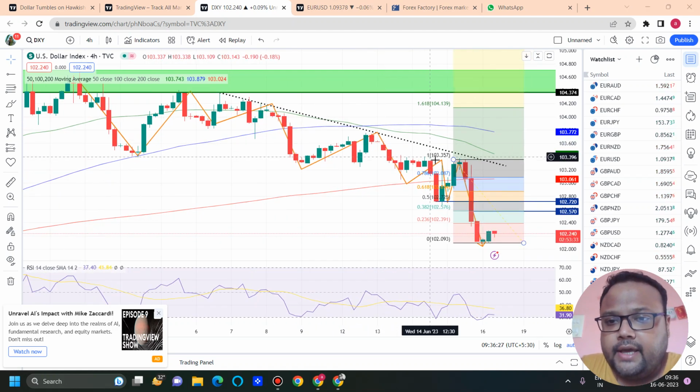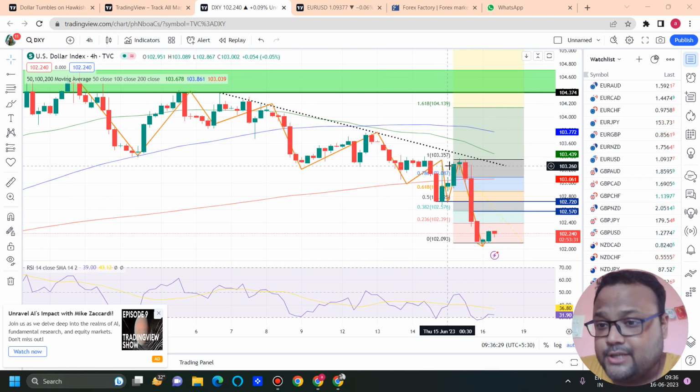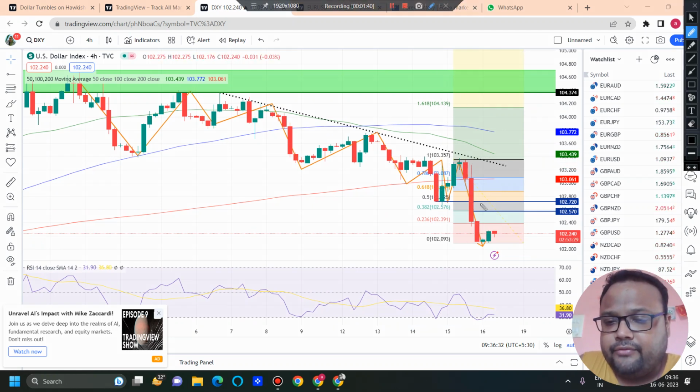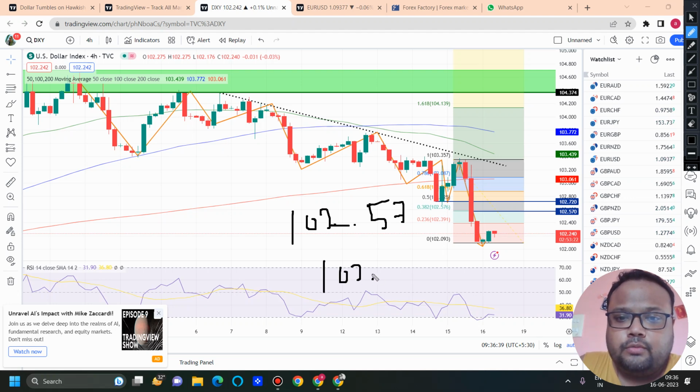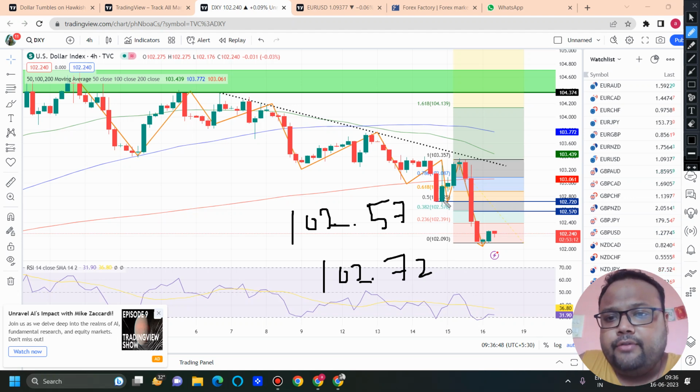So during the day, if DXY tries to recover, then it will face some selling pressure around 102.57 and 102.72. 102.72 seems to be a strong resistance for day traders, because we can see that we have Fibonacci 50% retracement around the area, as well as the previous low will also be acting as the resistance here. So 102.72 will create some problem for DXY if DXY tries to recover.